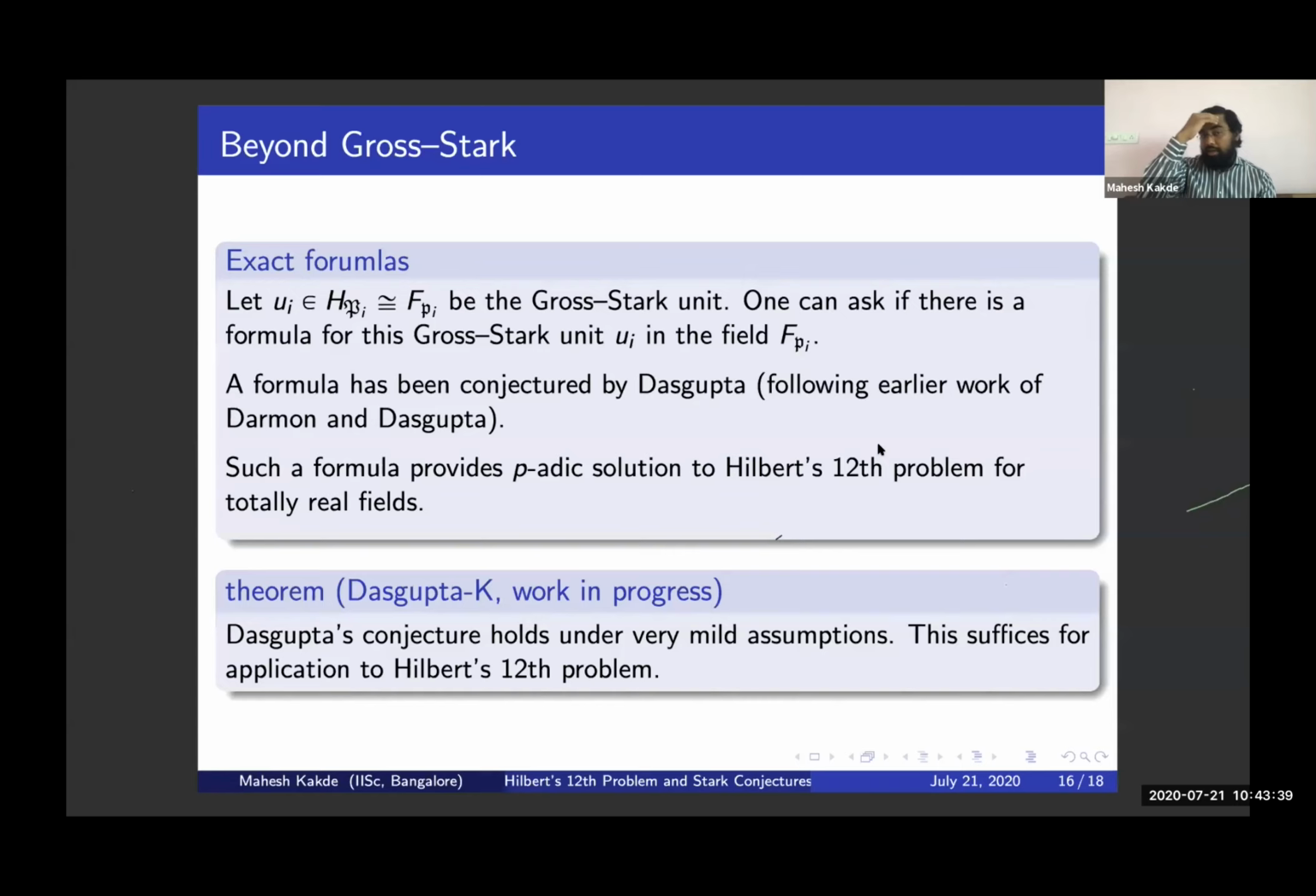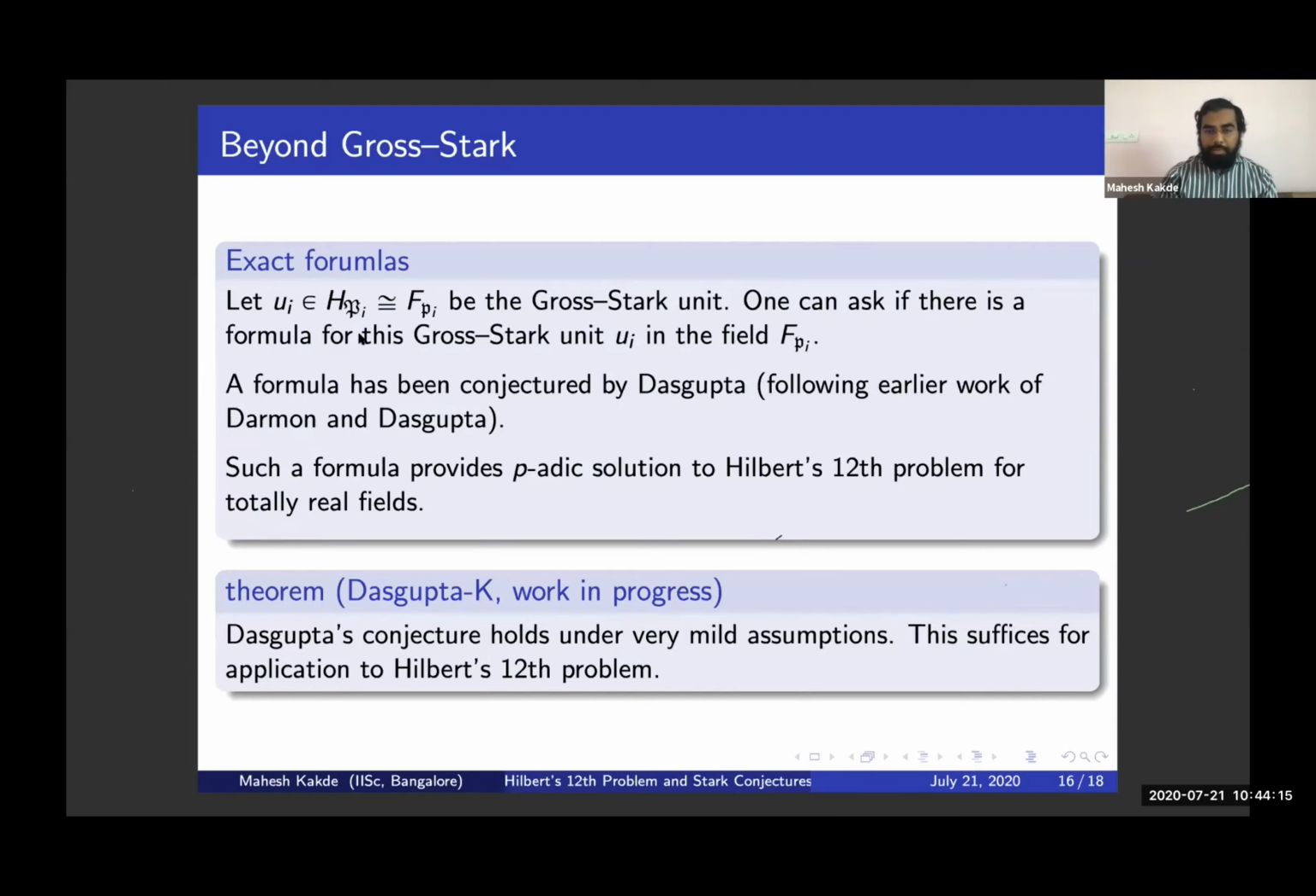So this is my work in progress, in fact work in preparation. We proved this conjecture of Dasgupta under very mild assumptions. We have to stay away from finitely many p's, but that's enough for applications to Hilbert's 12th problem, since you can always stay away from a small finite set of primes. So that's beyond Gross-Stark. Gross-Stark tells you just what the norm is, and Dasgupta's conjecture tells you exactly what the unit is, and that's what we prove.